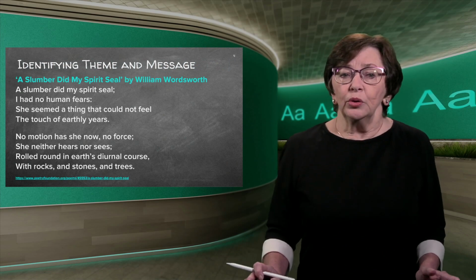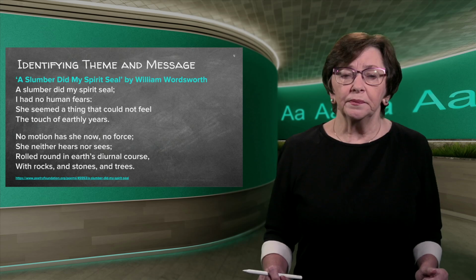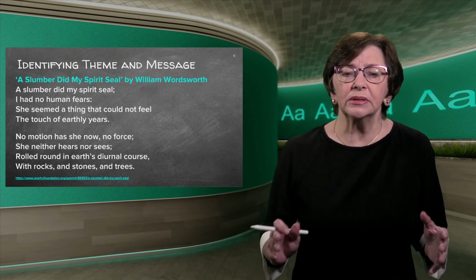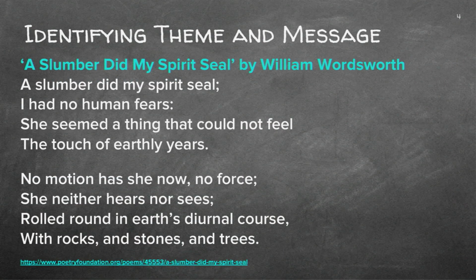So if you look at this poem, you don't need to actually even go into great detail. You can see immediately all the sibilant sounds here, him not knowing that it is actually possible for a child to die. He was slumbering. He was in a slumber-like state, and it sealed his spirit so that he was not open to reality. He thought that she would not feel.